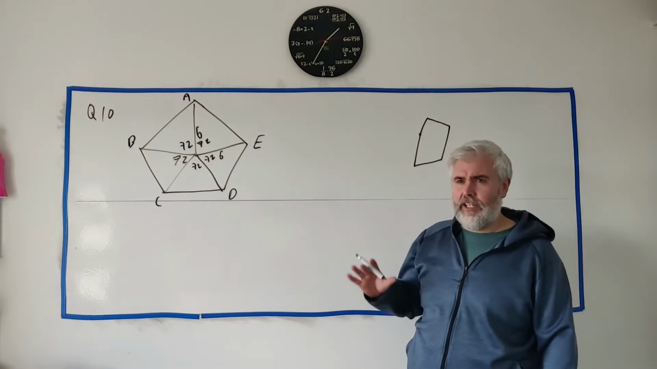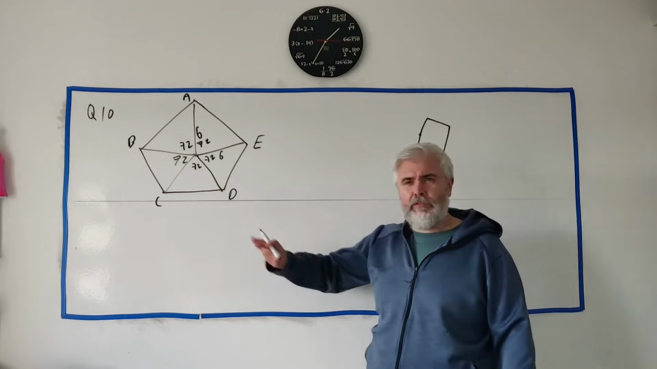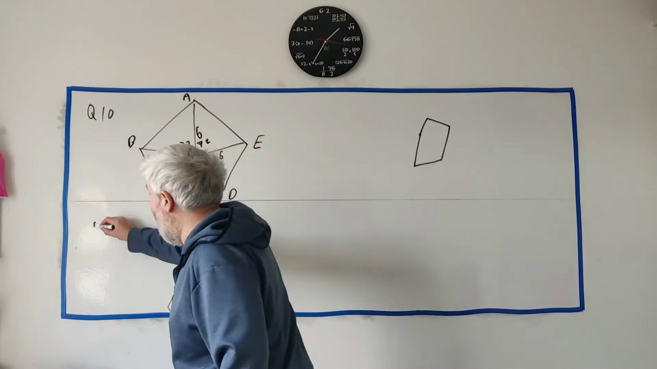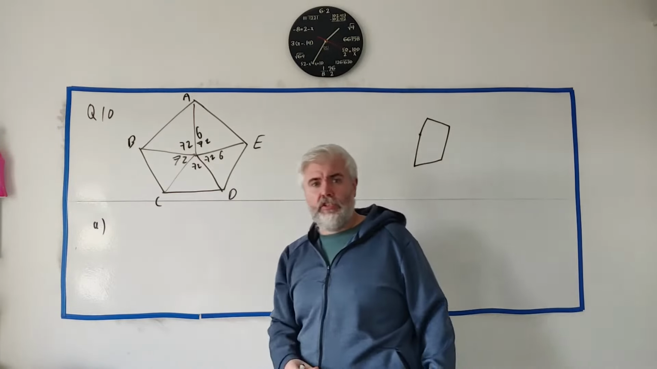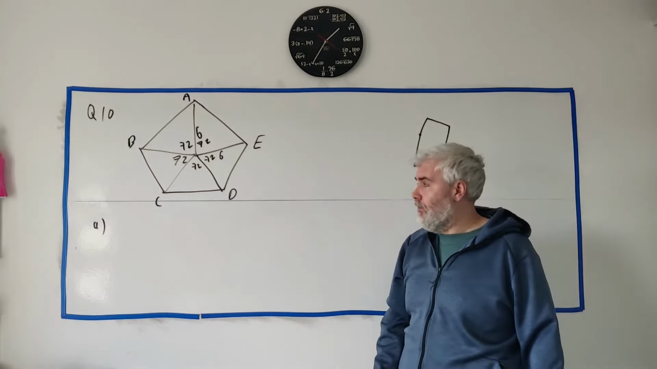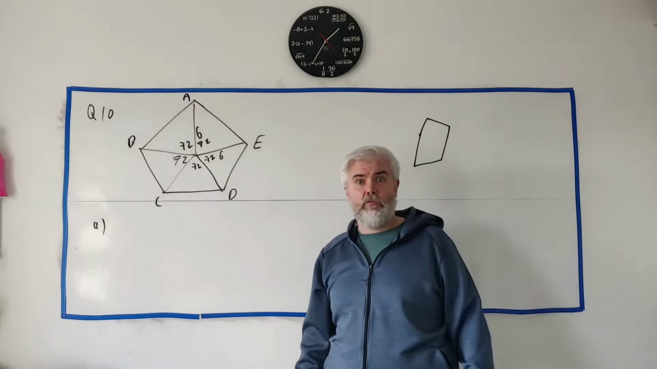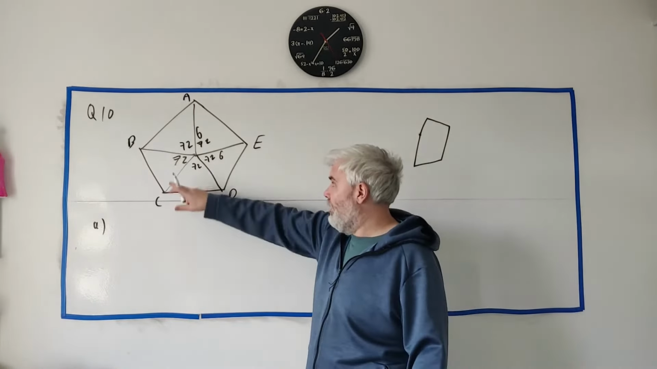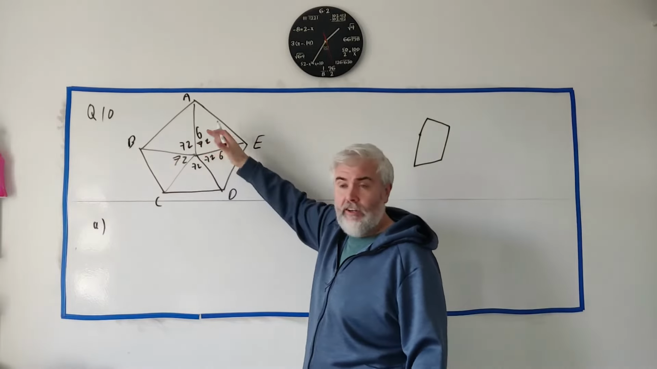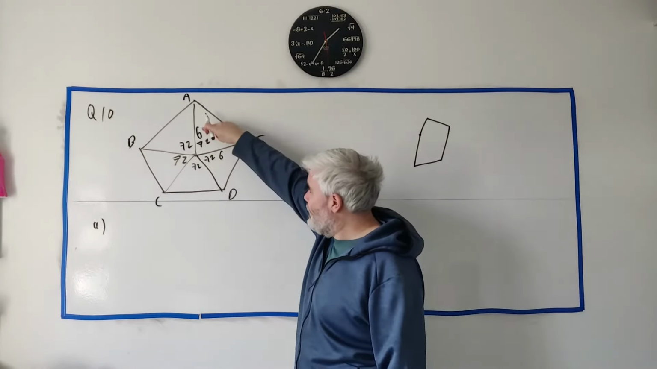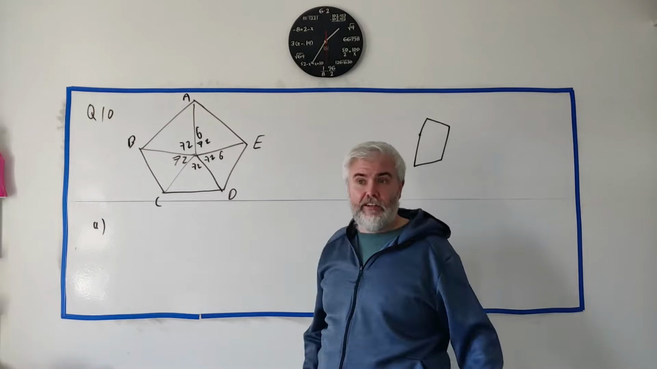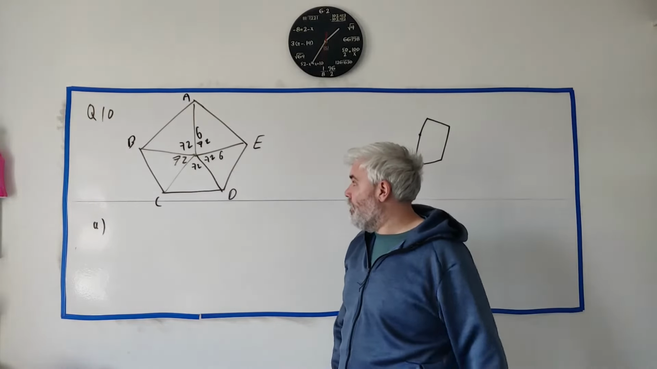Now they do ask us a specific question, but before I even answer part A, what I like to do with a question like this is fill in everything I don't know. For example, I've already started there. They told me 72, so I'm filling in all the other 72s. They told me 6, so I'm filling in all the lengths as 6. And I'm finding everything I can.